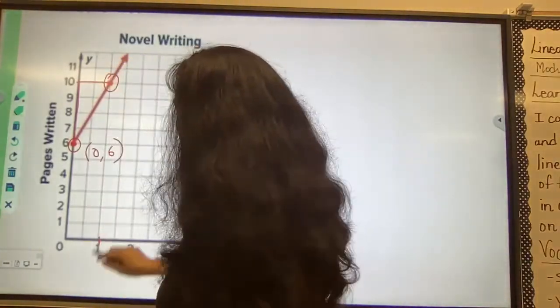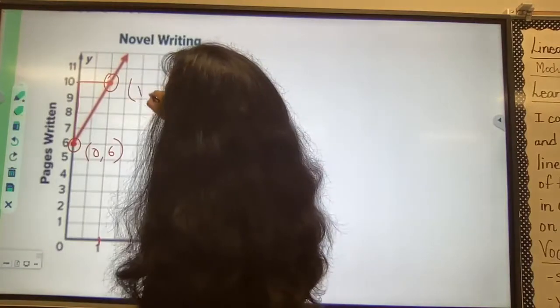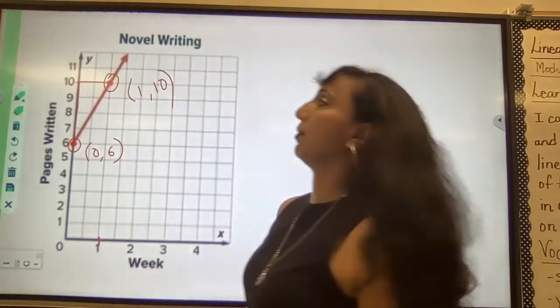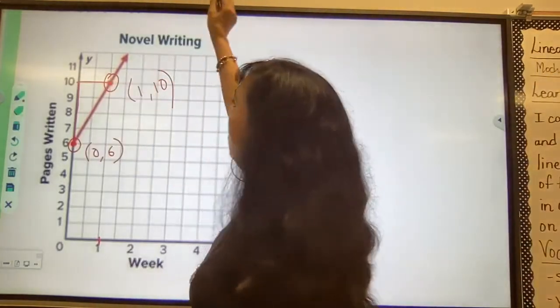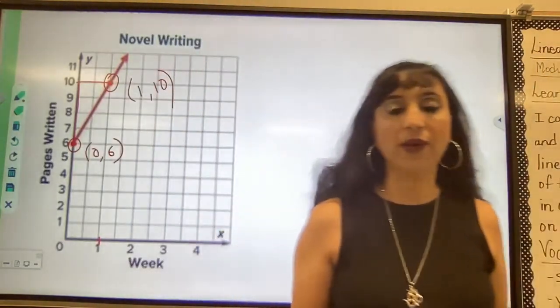And so what's my ordered pair? It's going to be 1, 10, right? And so then we are going to connect these 2 dots and then go upwards.